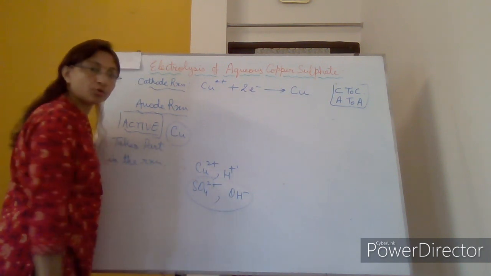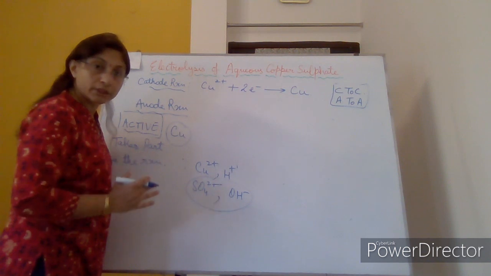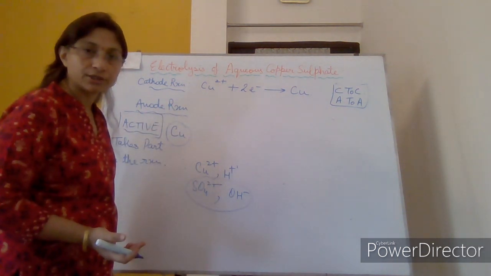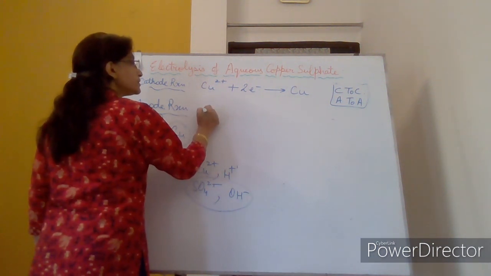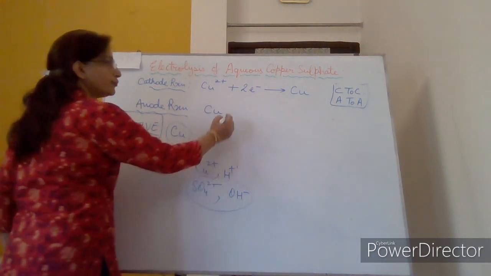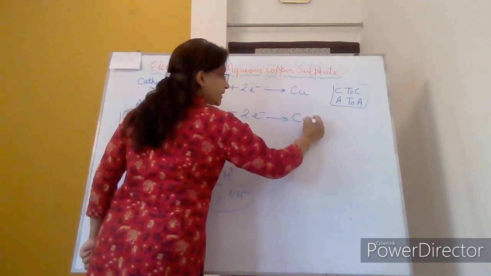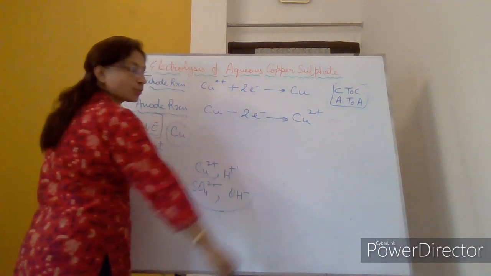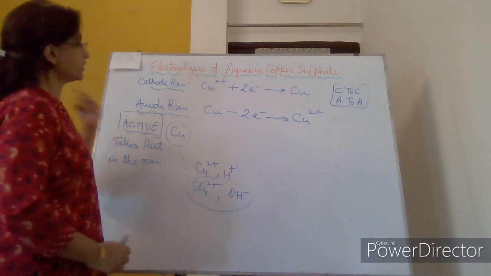The sulphate and hydroxyl ions will migrate, but they will not be able to discharge. Why? Because this anode itself will take part in the reaction. How will it take part? The copper itself will start producing its own cations. That is how it will take part in the reaction.